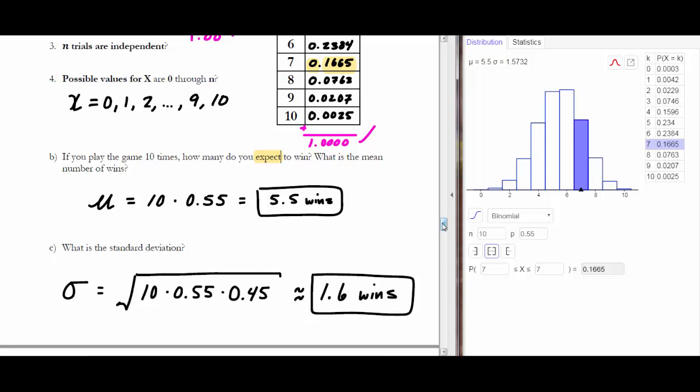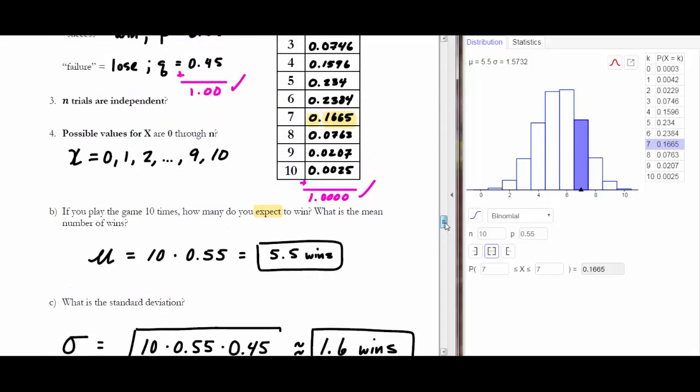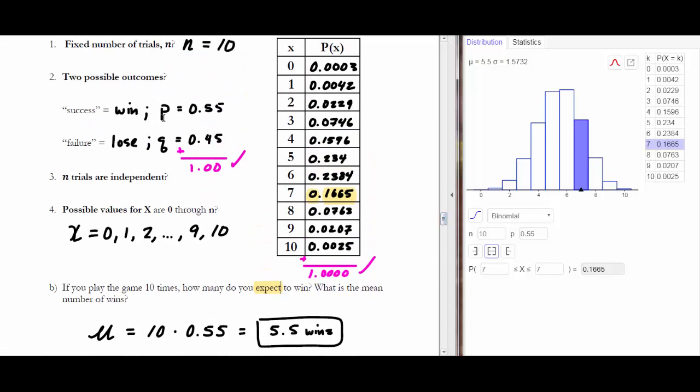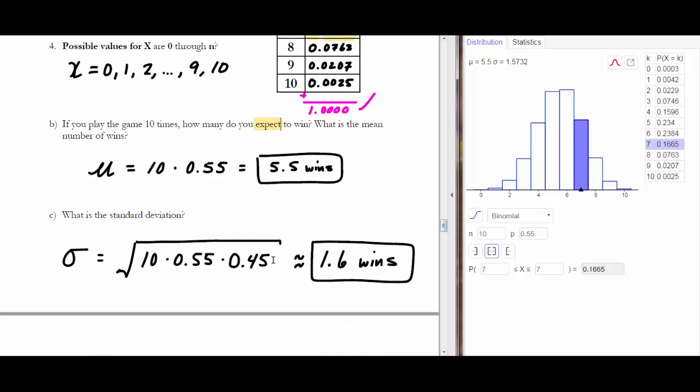So we'll take the square root of n, which is the 10 attempts, times p, 0.55. Again, going back over those given from the prompt at the top, p and q. And you multiply that times q there. Take the square root, round to 1 place, again because you have whole data, 1.6 wins.